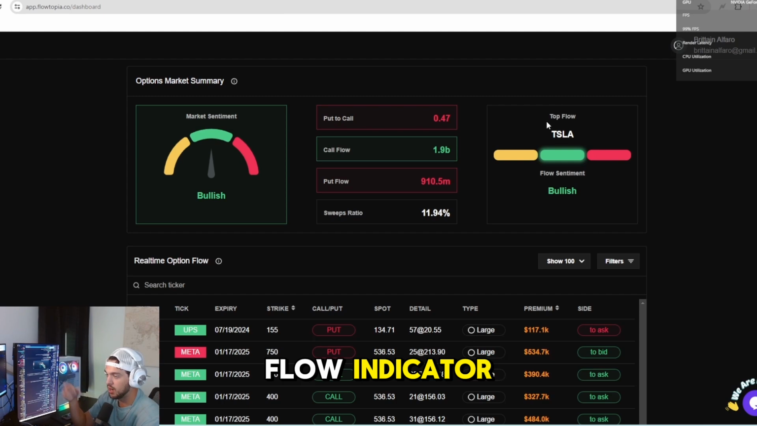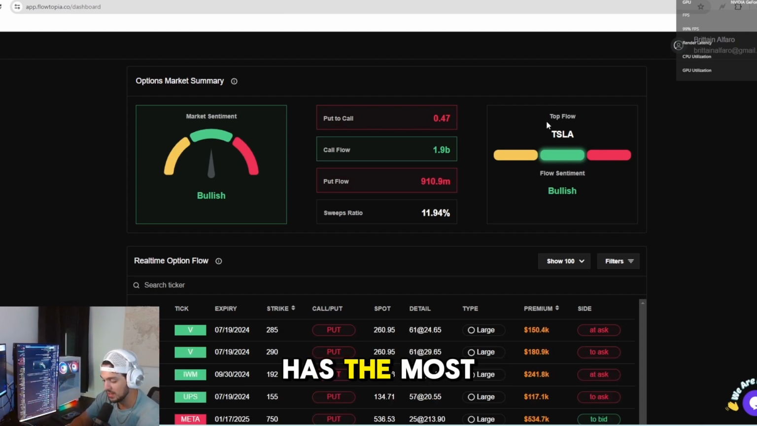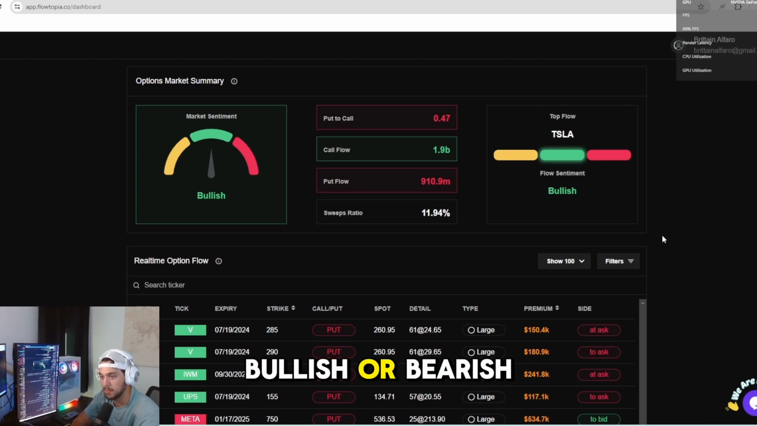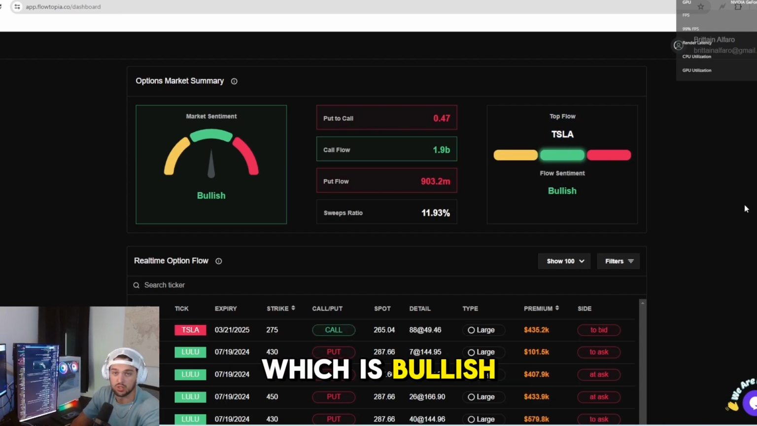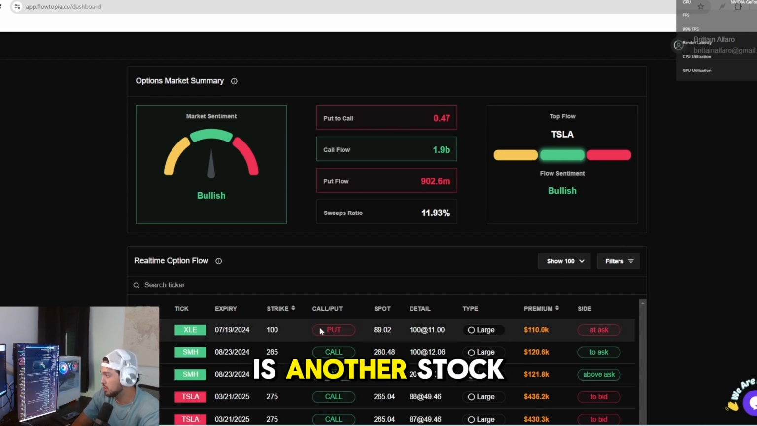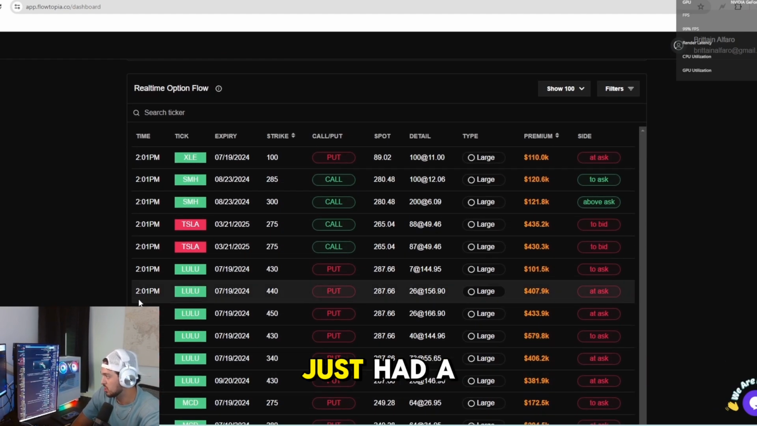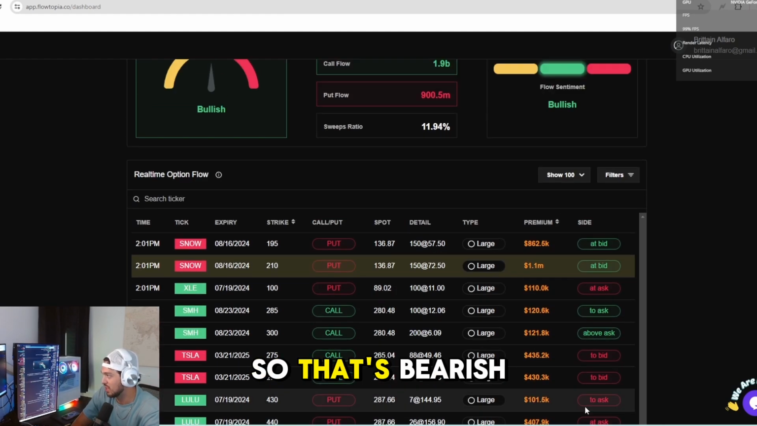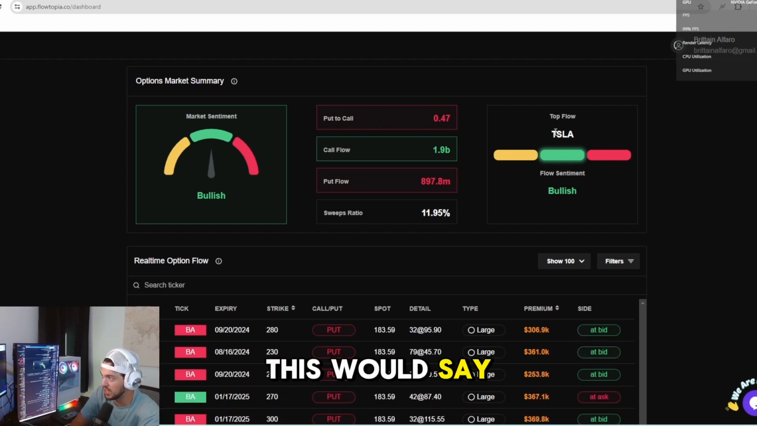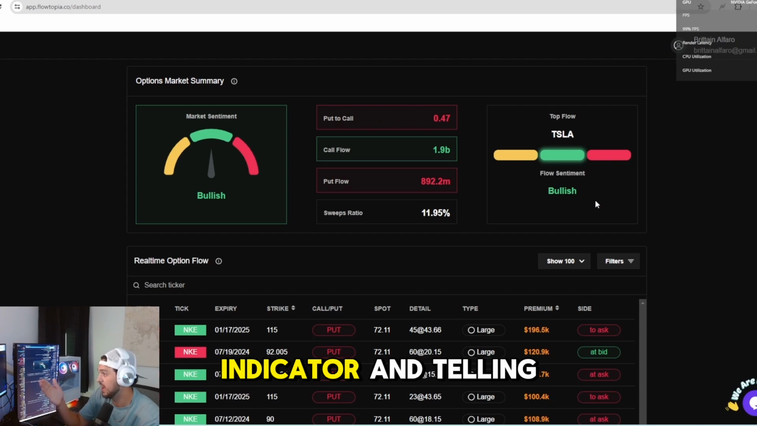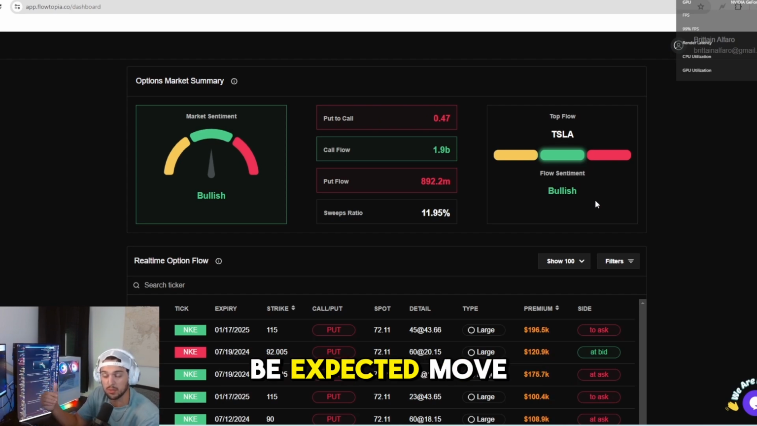So the top flow indicator, how it calculates the top flow is really simple. It's just whatever has the most flow, and whether it's bullish or bearish, it'll show you the flow sentiment. So as you can see, the top flow indicated that Tesla was getting the most call flow, which is bullish. That's very bullish. Now, if there is another stock, let's say Lululemon just had a lot of puts coming into it. They're all at the ask, so that's bearish. But say Lululemon had the most put flow, right? This would say Lulu, and down here it would say bearish, and then I would personally be using that indicator and telling me that, oh, there's going to be an expected move to the downside.